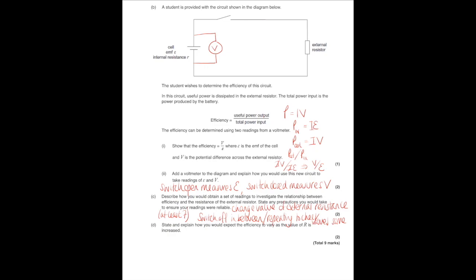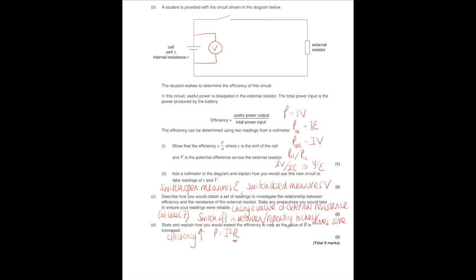And then lastly, state and explain how you would expect the efficiency to vary as the value of R is increased. Actually, you should find that the efficiency is going to go up. Think about what we said previously. We have said that efficiency is power out divided by the total power. Now how do we work out power in this instance? We're looking at resistances, so we've got I squared R.